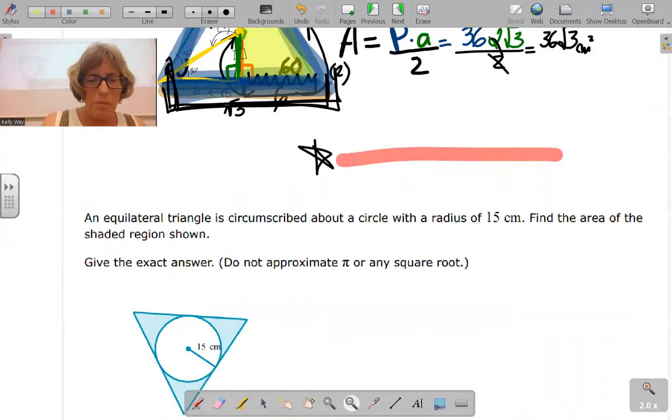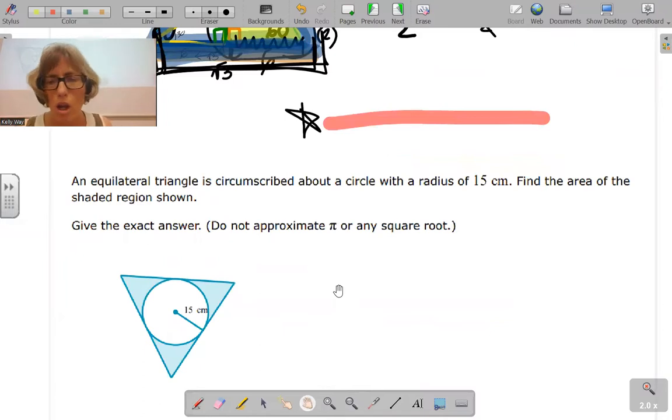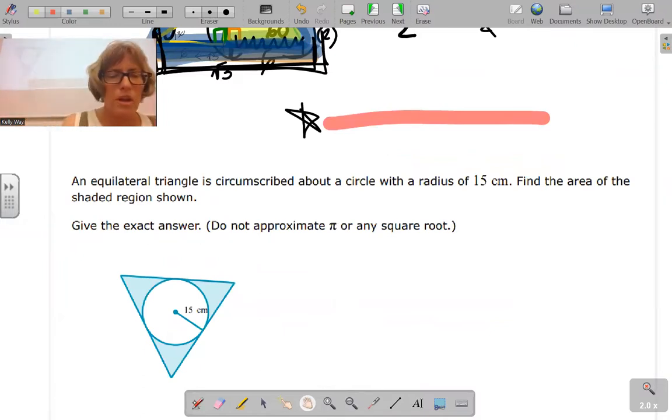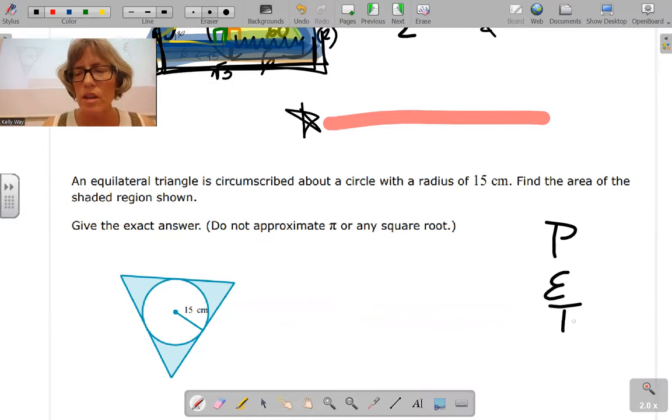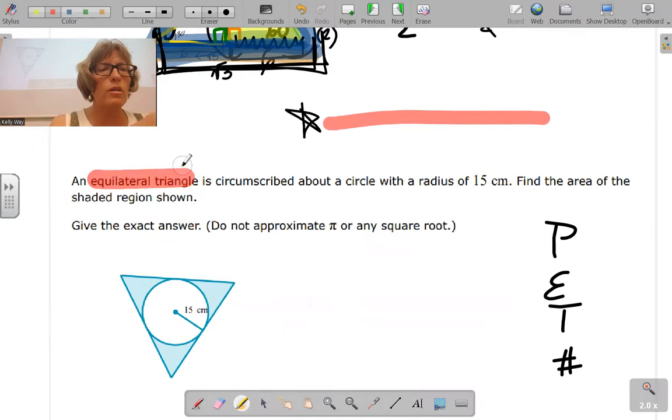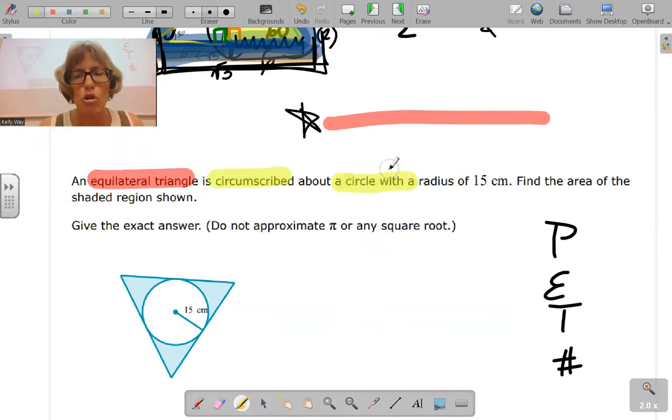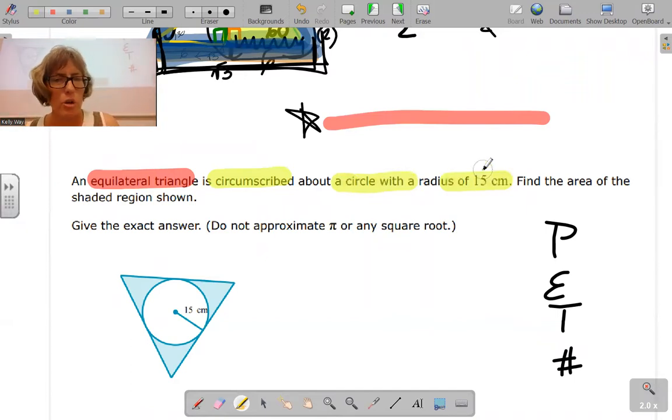This next problem, this is a composite solid. This is the trickiest of all of them. And remember, when we do composite solids, you follow PET, hashtag: pictures, equations, trace, numbers. We have an equilateral triangle circumscribed, that means drawn around, a circle with a radius of 15. Find the area of the shaded region.